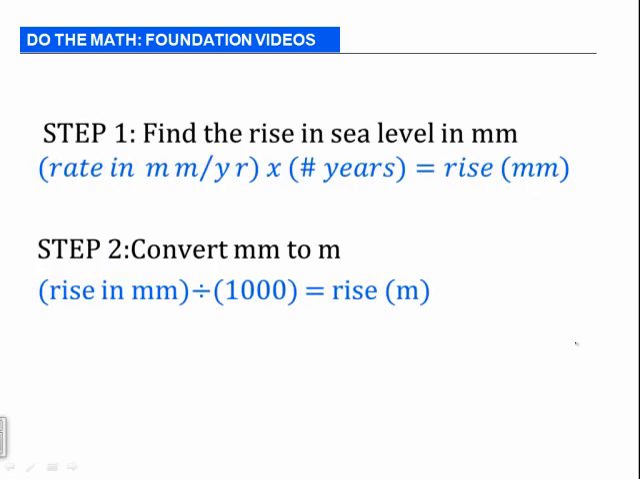So step one is we need to find the rise in sea level in millimeters. If you think about it for a moment, there's rate in millimeters per year times the number of years will equal the rise in millimeters. And since I'm trying to convert to meters, the rise in millimeters divided by 1,000 gives you the rise. So let's do the problem here.